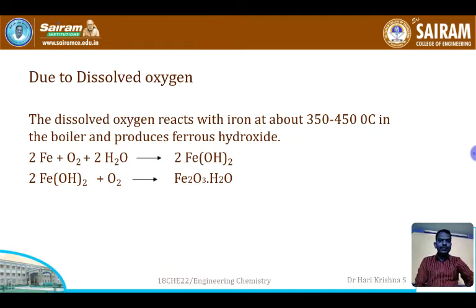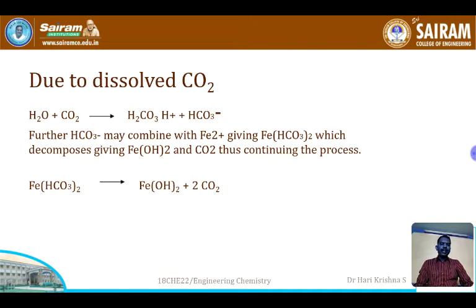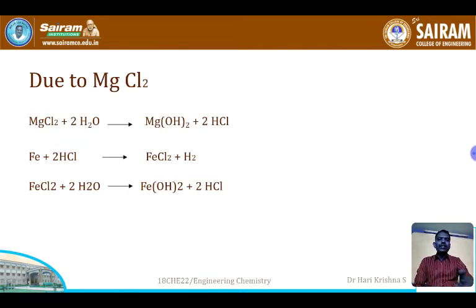Next, if the water contains dissolved carbon dioxide, which is very little, then at high temperature and pressure, it leads to formation of carbonic acid. This carbonic acid is a weaker acid, but still it corrodes the inner parts of the boiler. Next, boiler corrosion may occur due to presence of magnesium chloride.